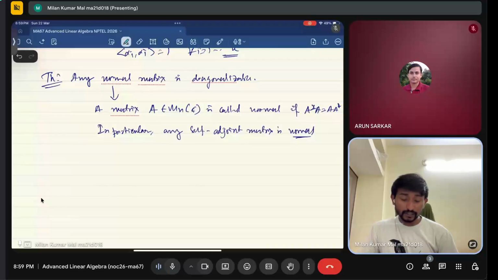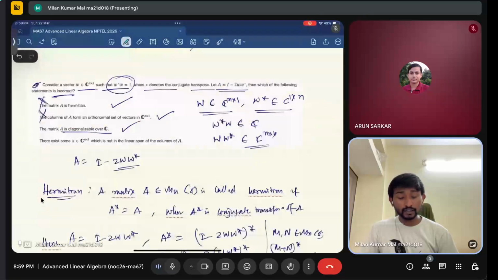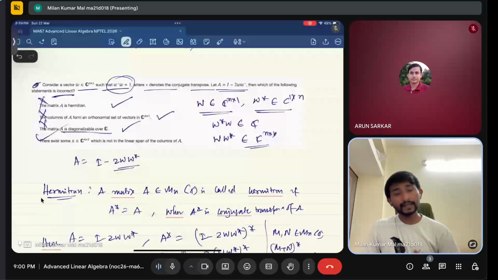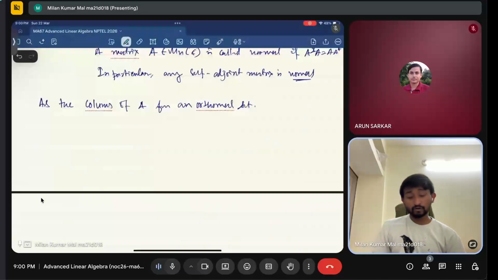There exists some vector x in C^(n×1) which is not in the linear span of the columns of A. That's not correct, as the columns of A form an orthonormal set, and A is an n by n matrix. Not only that, A is unitary, A equals I minus 2WW*. Now look, A is an n by n unitary matrix, so that's why its columns form an orthonormal set.